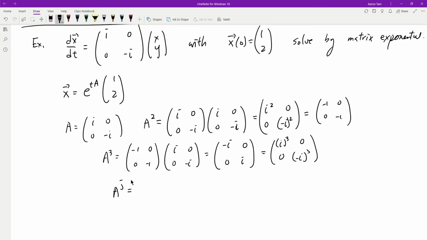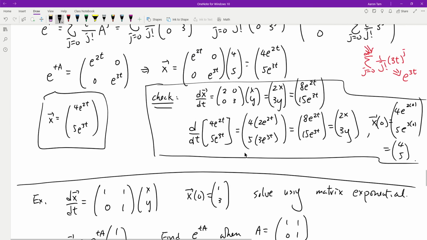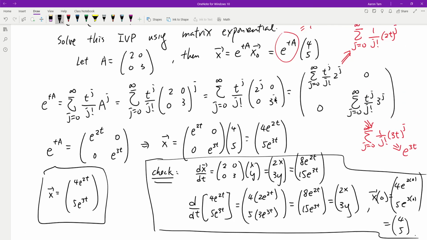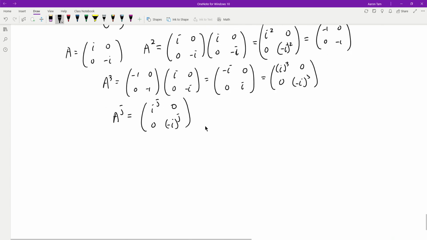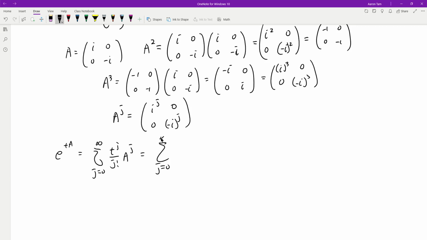A to the j power turns out to be [i to the j power, 0, 0, negative i to the j power]. Is that such a shocker? No, because that's what we figured out with diagonal matrices. Okay, so now I'm ready to form my matrix exponential. So e to the ta would equal the summation j from 0 to infinity of t to the j over j factorial, multiplied by A to the j. That's the summation of t to the j over j factorial times the matrix [i to the j, 0, 0, negative i to the j].